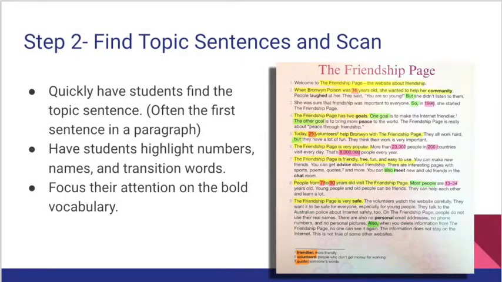Step 2 is finding topic sentences and scanning. Many readings have the topic sentence first, but not all. If it isn't first, ask why the author chose a hook or example instead of starting with the topic sentence. Have students highlight numbers, names, and transition words such as but, so, first, then, and because.